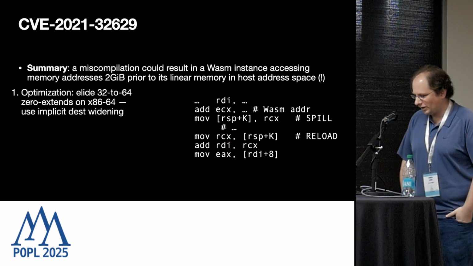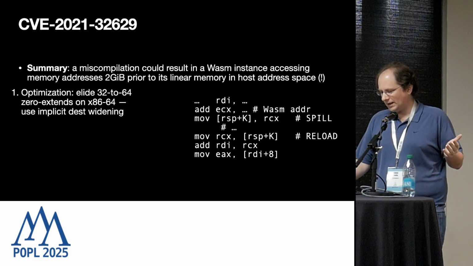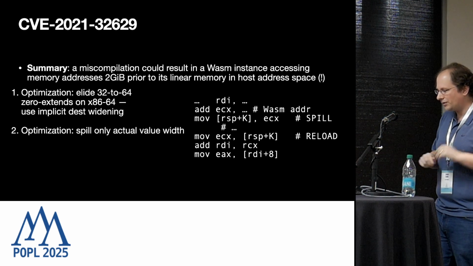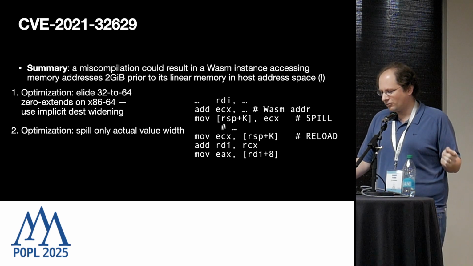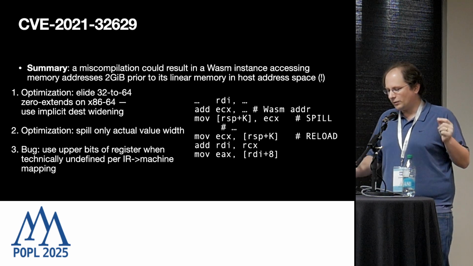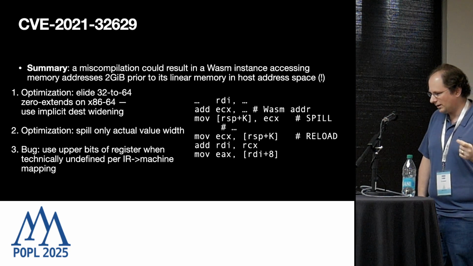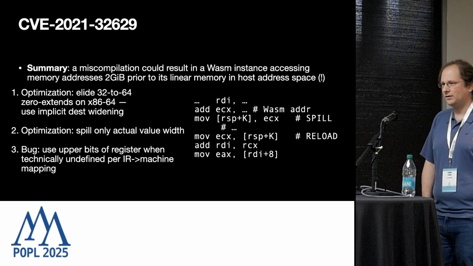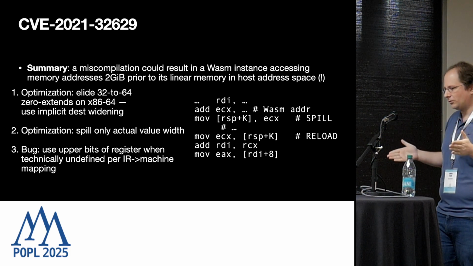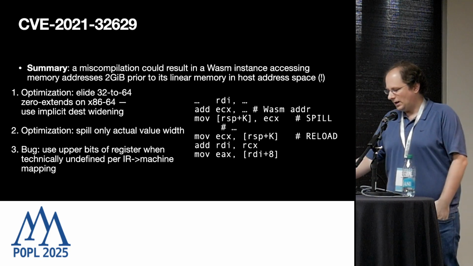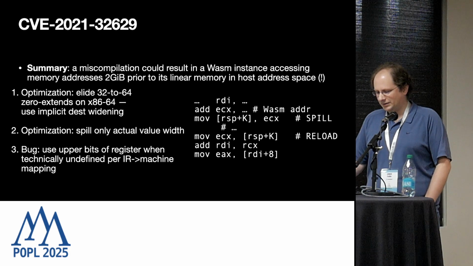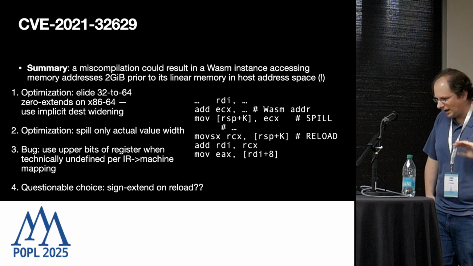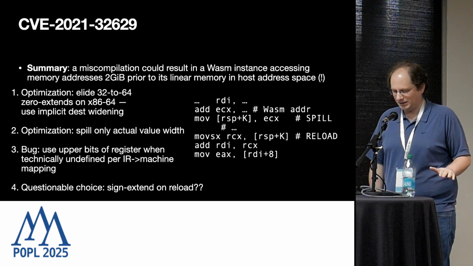Okay, so to start to put the pieces together, we have an optimization where we elide 32 to 64-bit zero extends because they happen for free on x86. We also have an optimization where we spill only the actual value width. And so really the core bug here is already on the screen, which is that we are using the upper bits of the register when they're technically undefined. So we map narrow values to wider machine registers by saying the upper bits are undefined. So we did not reflect that in the IR type. Right? But then there's one other thing that's sort of the icing on the cake that made this a really exciting CVE.